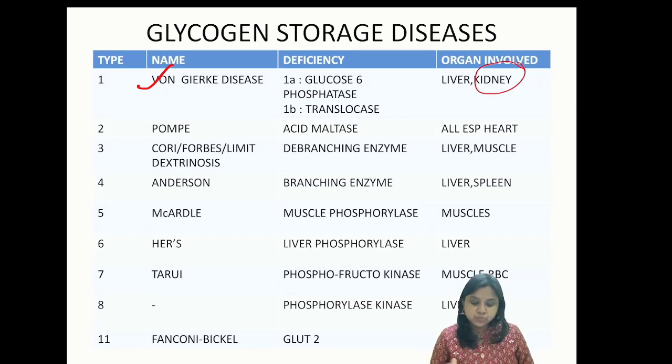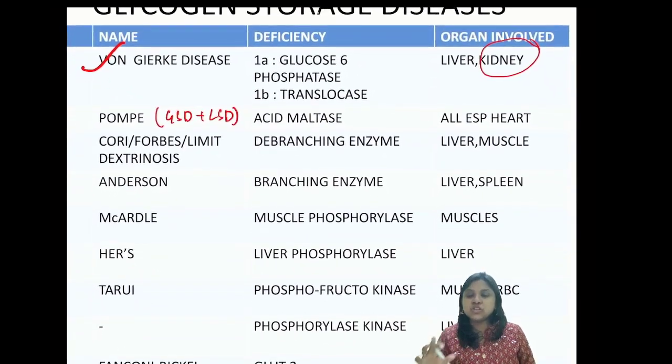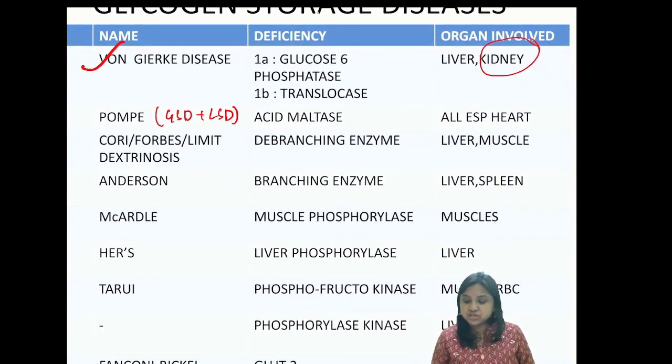What about GSD type 2? First thing you need to remember is that GSD type 2 is both a GSD and a lysosomal storage disease. So deficiency of acid maltase and especially the heart is involved. Very important, cardiomyopathy you are going to get in case of Pompe's disease.